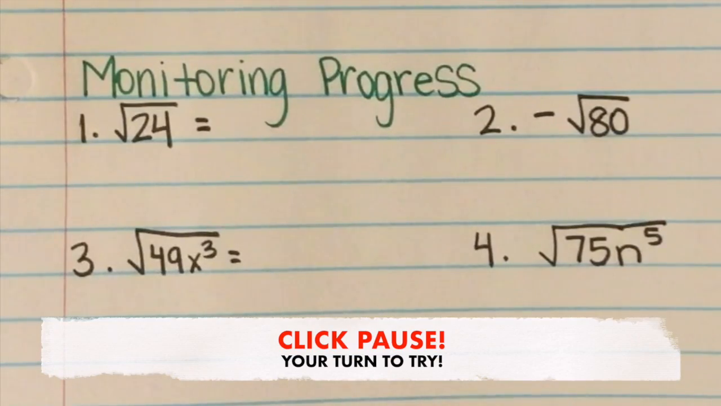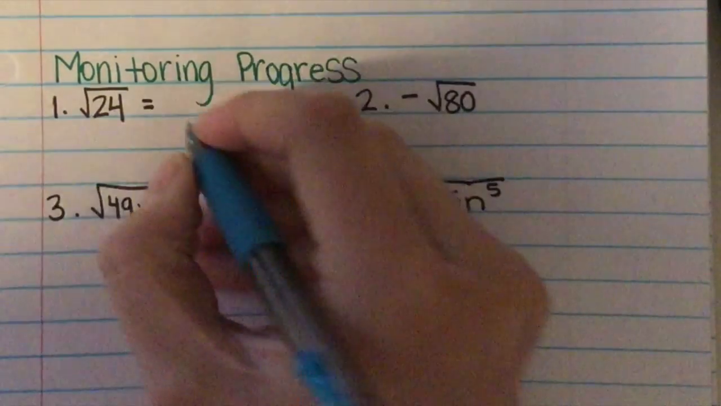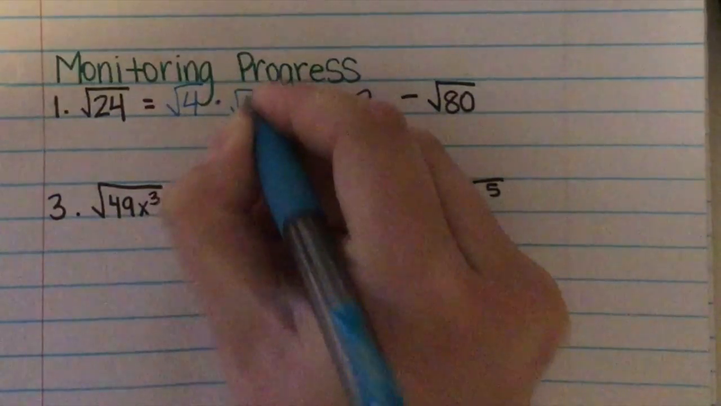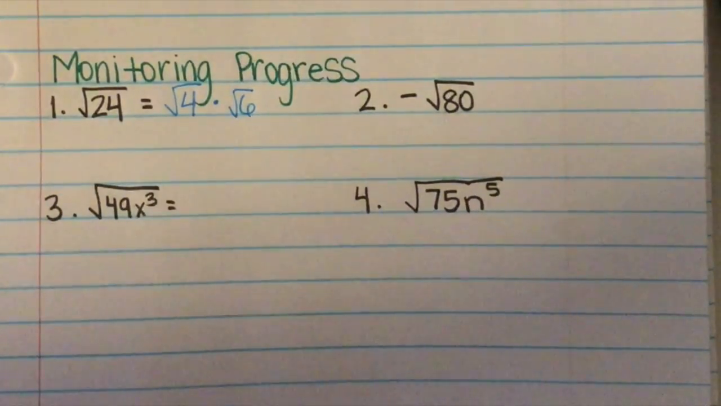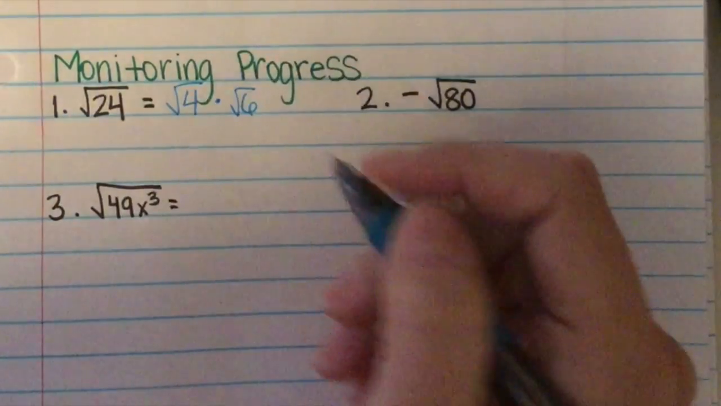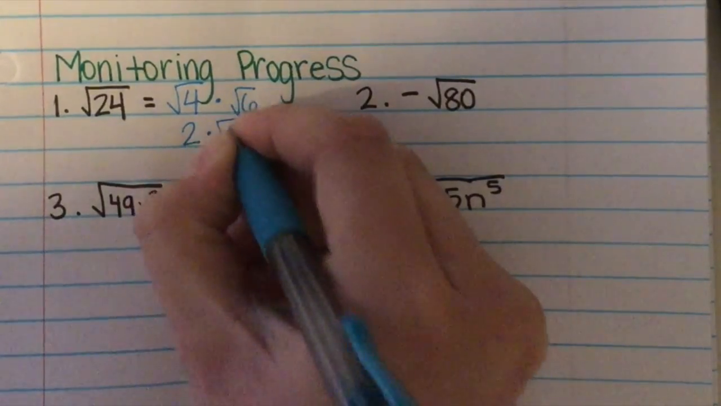All right, what I would like you to do is go ahead and try these 4 problems on your own. Pause the video, give them a try, and then I'm going to walk you through the steps on how to solve them. So to simplify the square root of 24, I'm thinking of what factors of 24 are perfect squares. So the square root of 4 times the square root of 6. 4 times 6 is 24, so I've broken that apart, and I can simplify the square root of 4, which is 2, and then the square root of 6 stays the same.